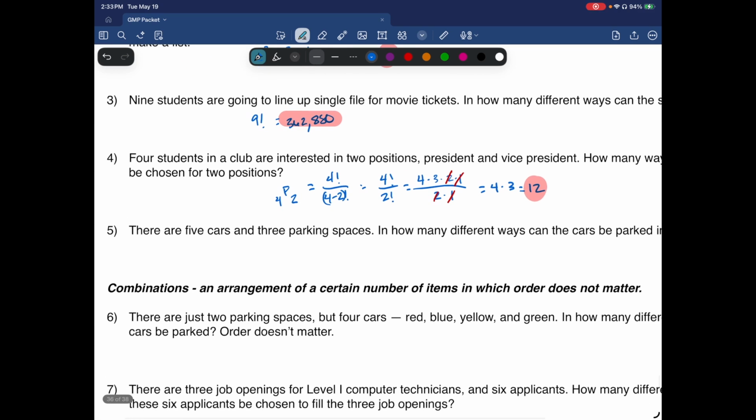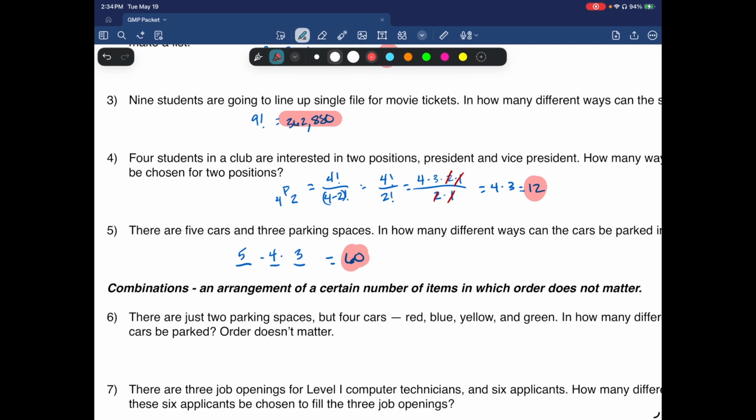On number 5, you have 5 cars and 3 parking spaces. You have 5 cars that can fit the first space. After the first one is parked, you have 4. After that one is parked, you have 3. So 5 times 4 times 3, multiply them up. 5 times 4 is 20, times 3 is 60. There are 60 ways you can park those cars. You don't necessarily use the formula all the time.